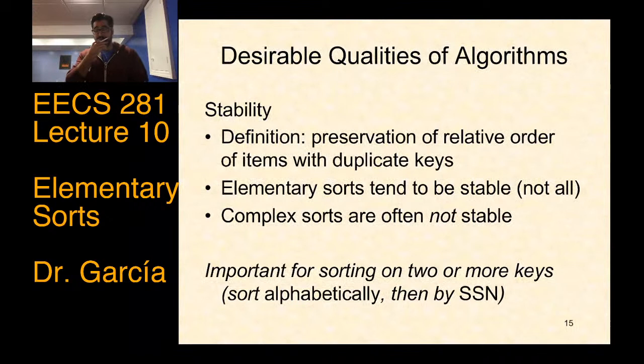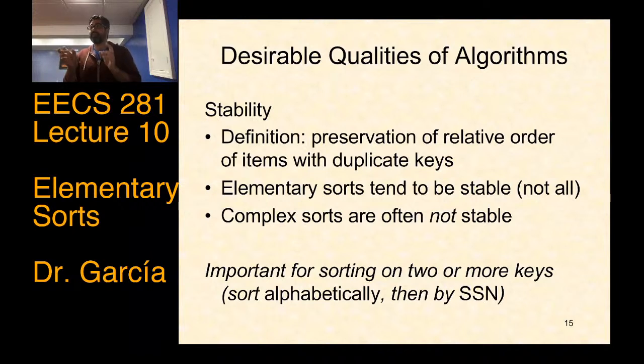Stability. This one is something that you might not have heard of before. With sorting algorithms, we care about stability. What we mean is that if two items have the same key value, the value that you're going to compare to determine the sorting order, then if their keys are equal, the order in which they come out of the sorting algorithm is the same order that they had before.